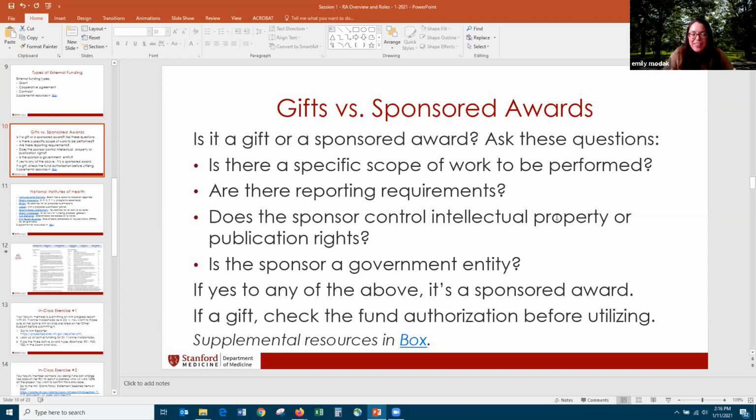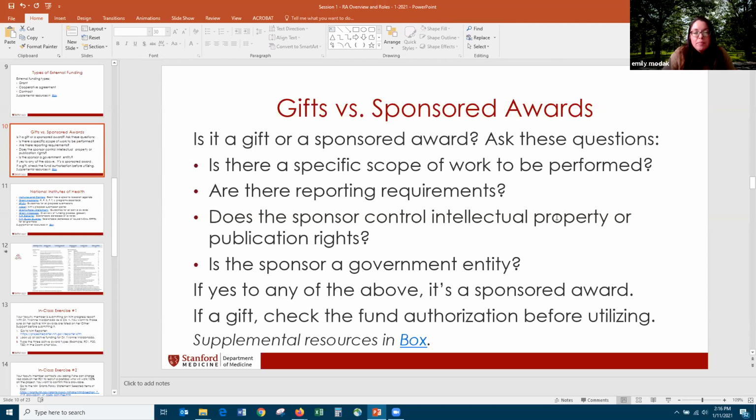We just saw in that matrix that every grant, cooperative agreement, and contract has reporting requirements, but a donor fund may not. It may just be a conversation between a development officer and the donor to let them know how things are going. Does the sponsor control intellectual property or publication rights? Again, if the answer is yes to this, then it has to go through the central offices for sponsored research. It cannot just be a gift.